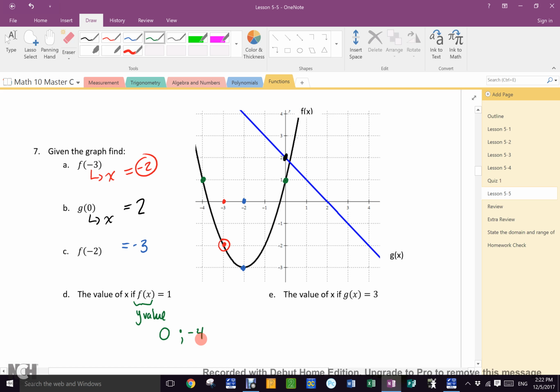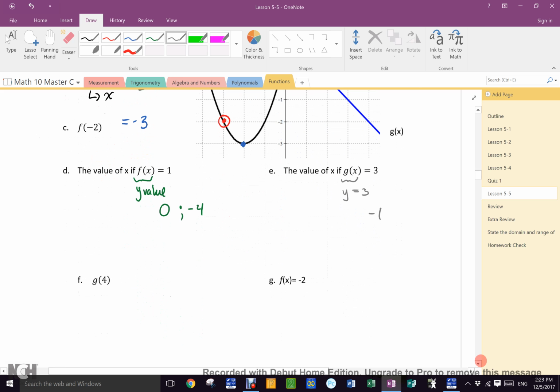Where do I go for E? Is that a y or an x value? It's a y, and it equals 3. So where do I go? Up to 3. And then I find the x value. Where is it? Right there. There we go. I was looking through the thing. Is everybody cool?